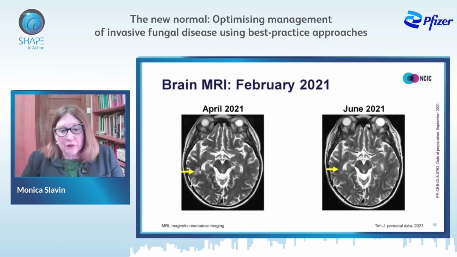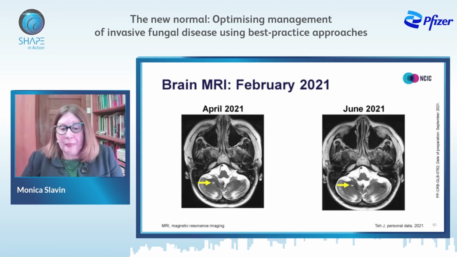How did the patient respond? Well, over time, there was an improvement in these lesions here. You can see on the subsequent scan in June that this lesion has improved. And again, the MRI showed perhaps not so much change in the cerebellar lesion as there was in the temporal lobe lesion.